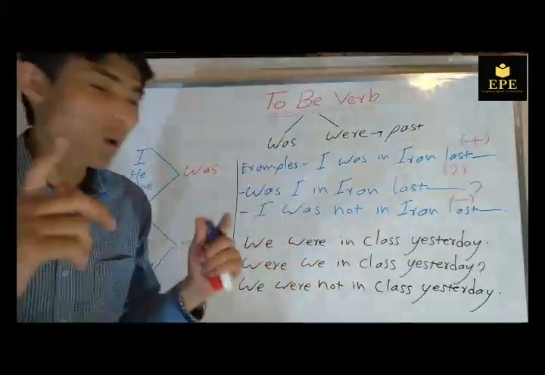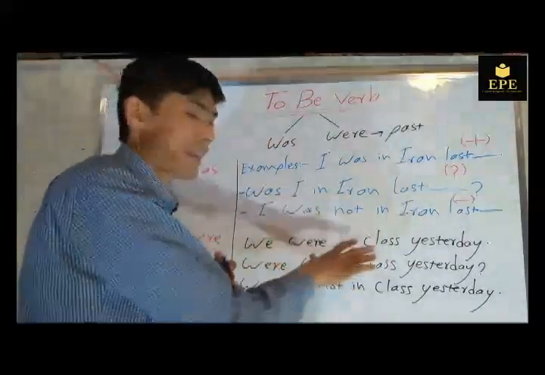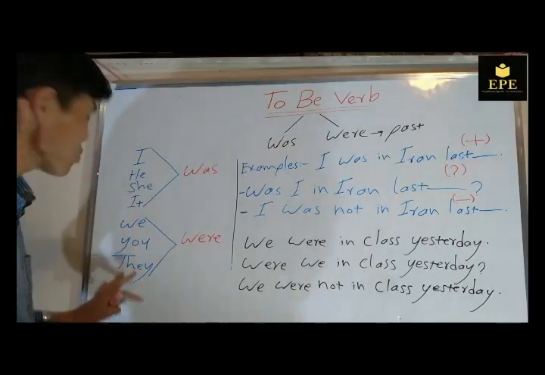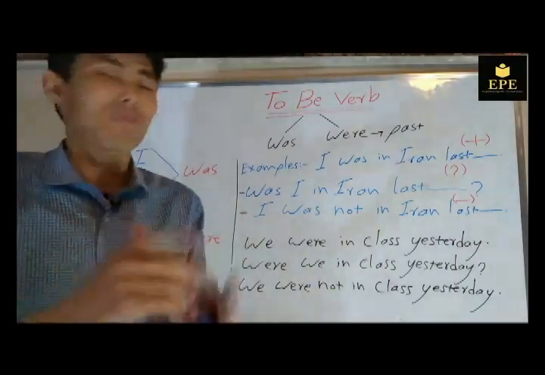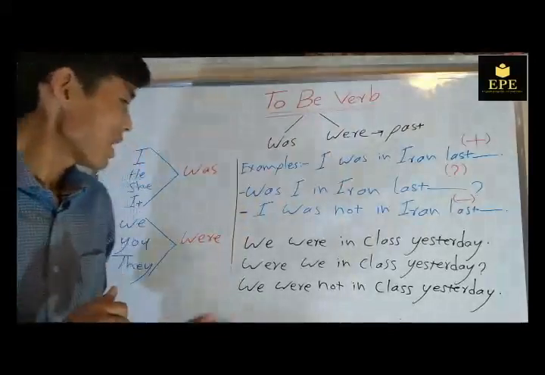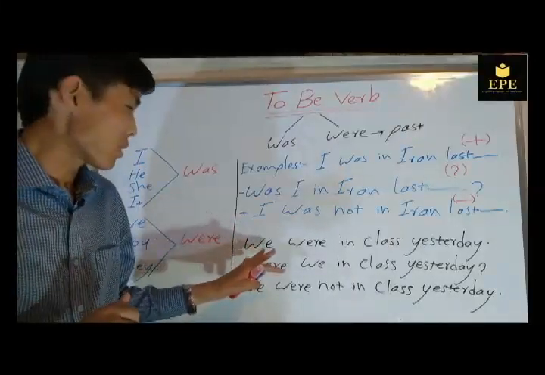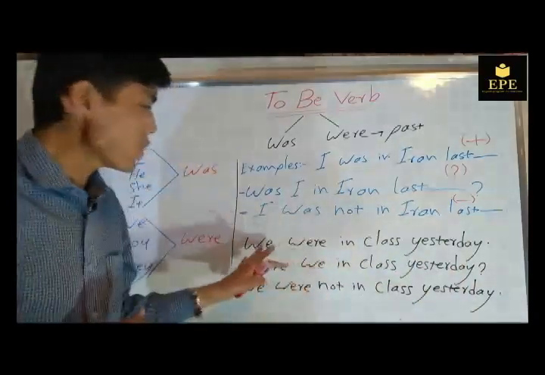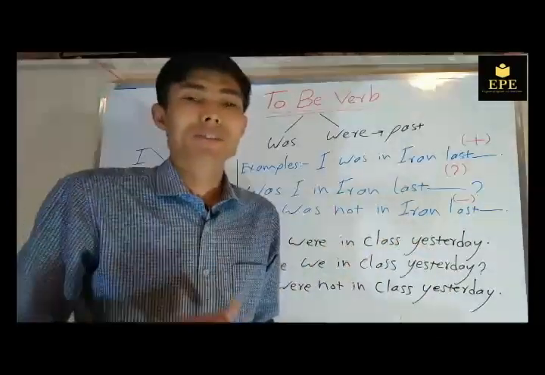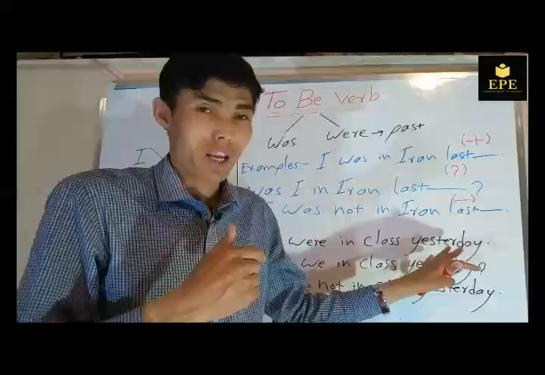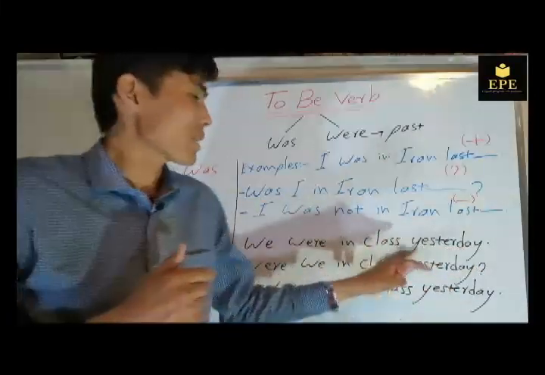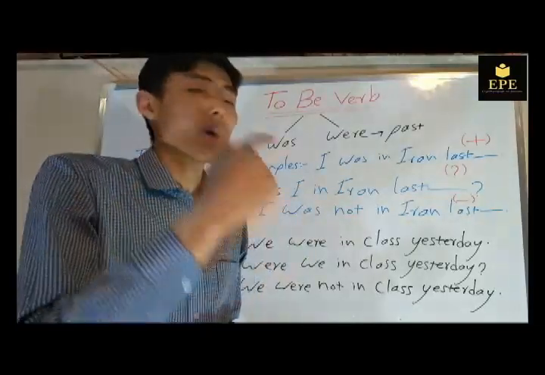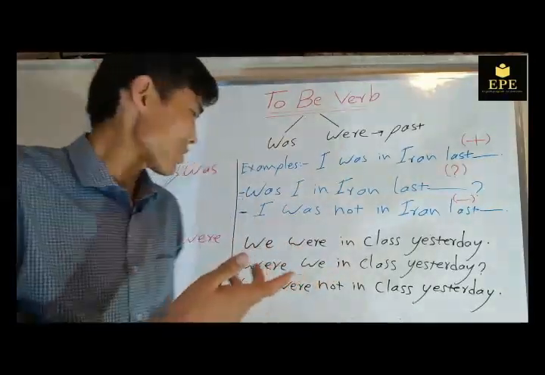So let's move to "were" now. It's also very simple. Just for we, you, they, we use "were" for the past sentences. So here is an example: we were in class yesterday. We were in class, for example, last day. We were in class 3 days ago, 4 days ago, 3 months ago, like this. It's very easy, I think.